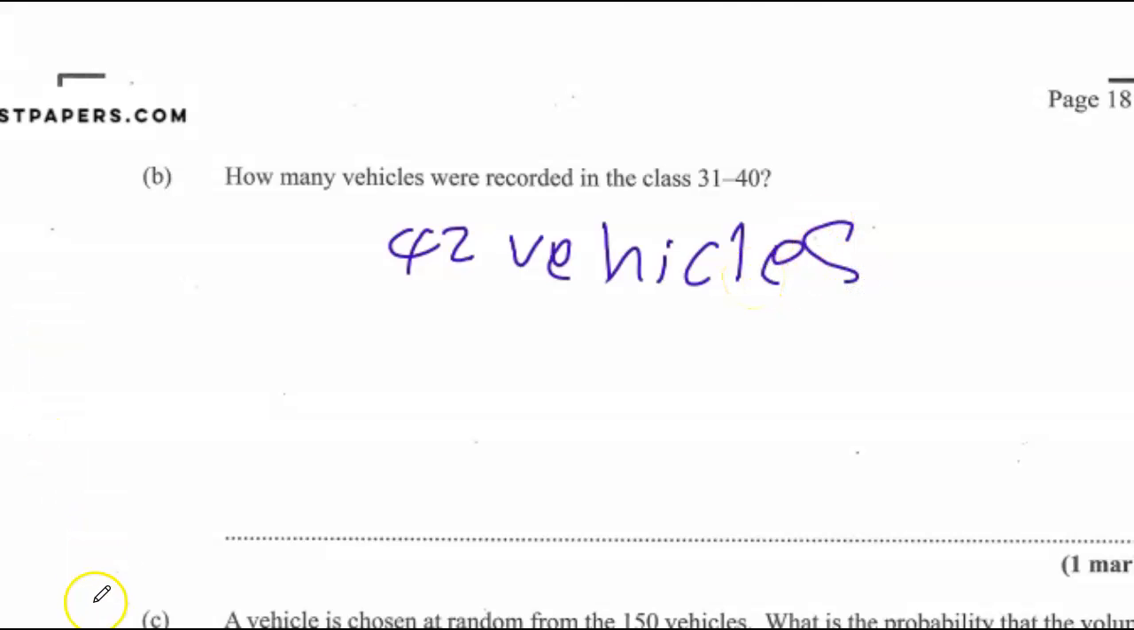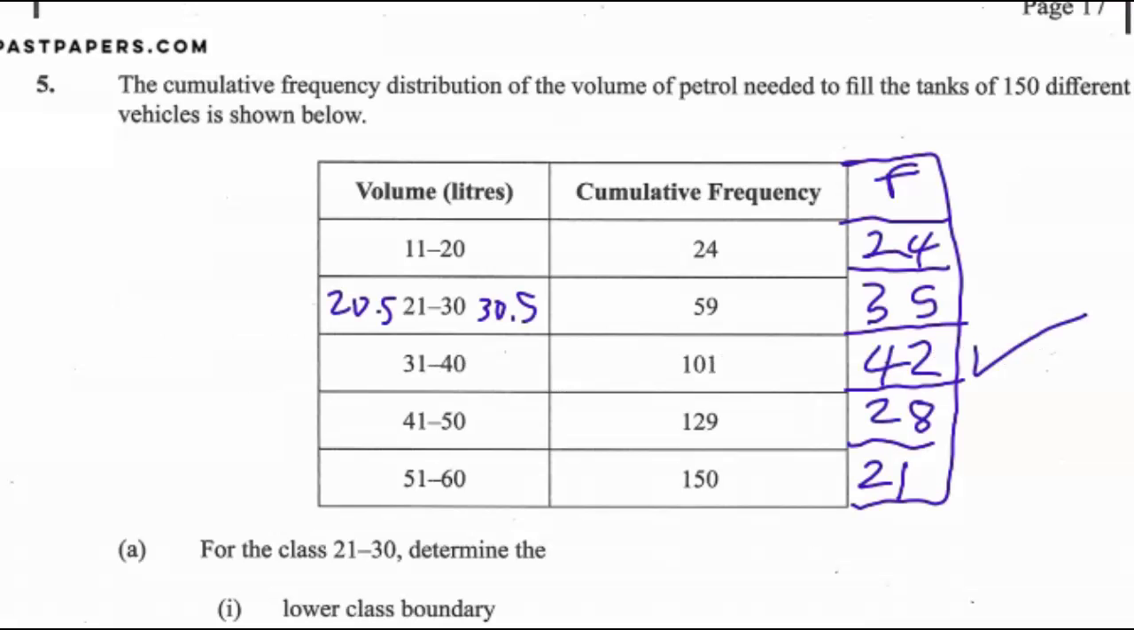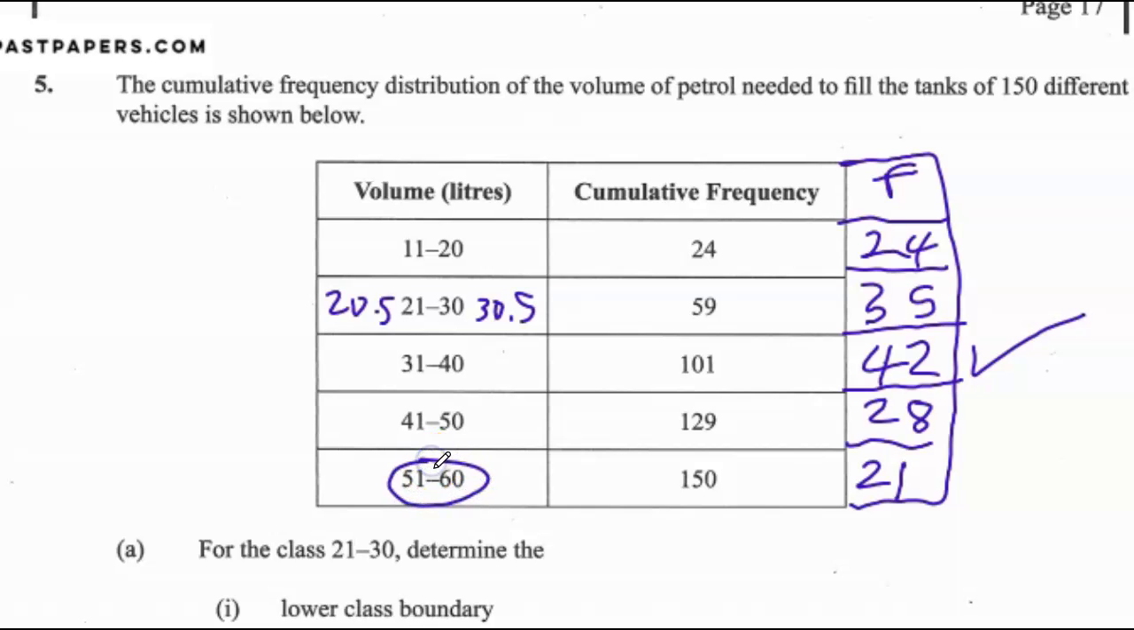Next question. A vehicle is chosen at random from the 150 vehicles. What is the probability that the volume of petrol needed to fill its tank is more than 50.5? So more than 50.5, I'll use this one obviously. That's 21 vehicles. So the probability will be 21 over the total, so 21 over 150.